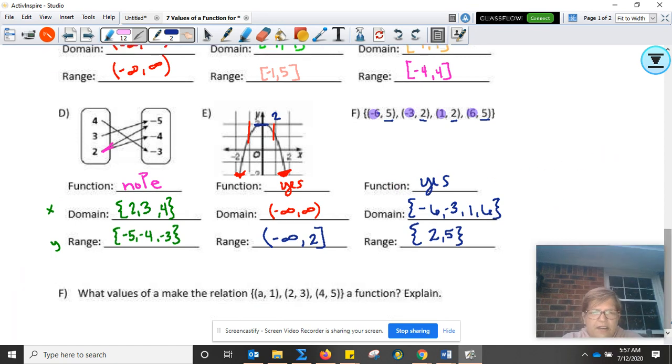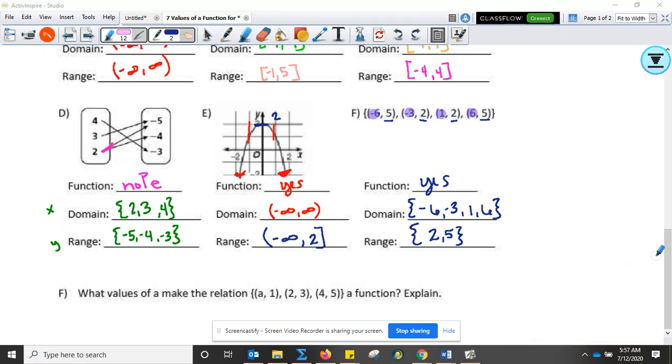What values will make A 1, 2, 3, 4, 5 a function? Okay. So pretty much we could say any number except 2 and 4. Because if 2 or 4 is there, then it's not going to be a function. Any number except 2 or 4 will make that a function.